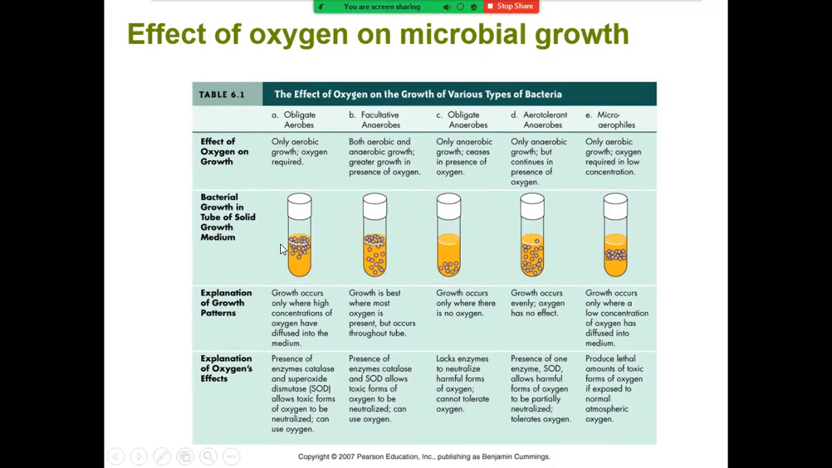Did I mention that oxygen moves into the thioglycolate tube, creating an oxygen gradient? At the bottom of the tube, there'll be no oxygen. At the top of the tube, there's full oxygen. And as you go down the tube, there's less and less oxygen.